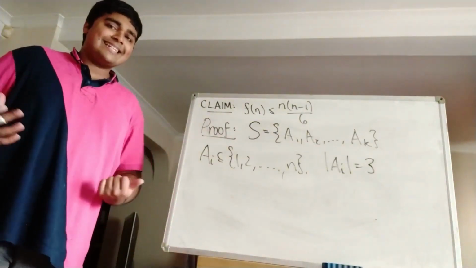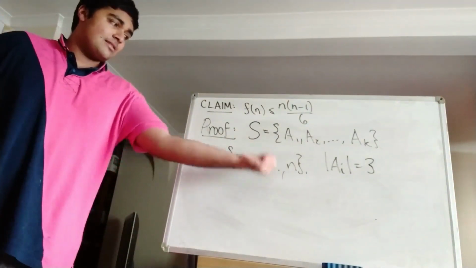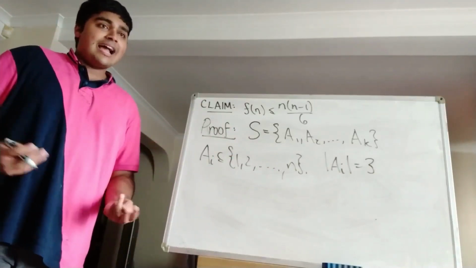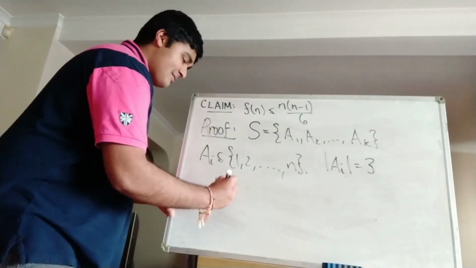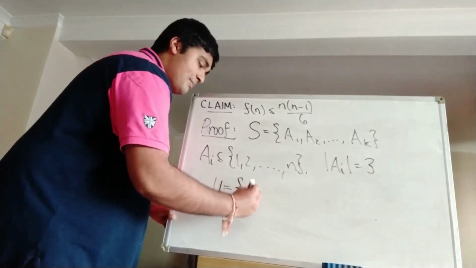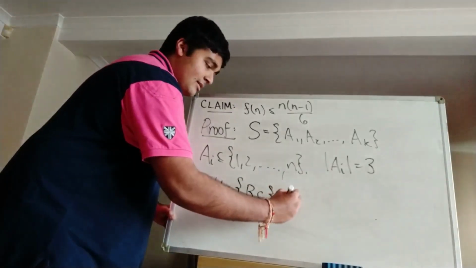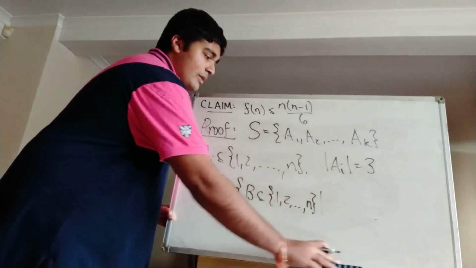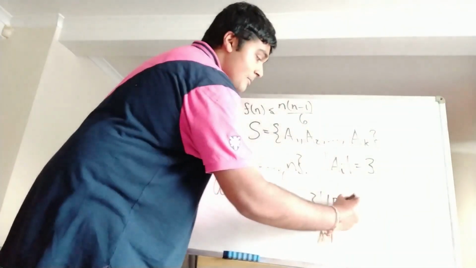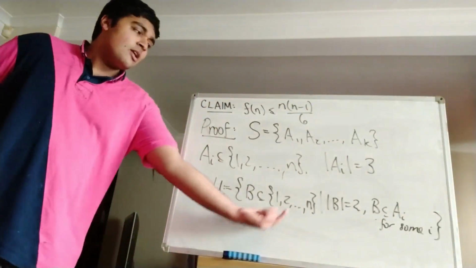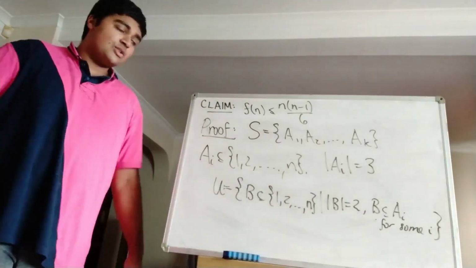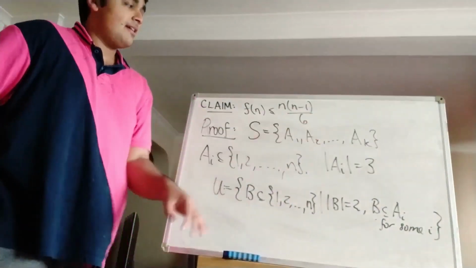The next thing I want to do is consider the set of subsets of the set 1 up to n of size 2, where those subsets must be a subset of one of these AIs. So let me write out what I mean by that. U is going to be defined to be equal to the set of B, which are subsets of 1, 2, all the way up to n, with the cardinality of B being equal to 2, and B must be a subset of AI for some I. Essentially we're looking at pairs from the set 1, 2, all the way up to n which occur in one of these sets.